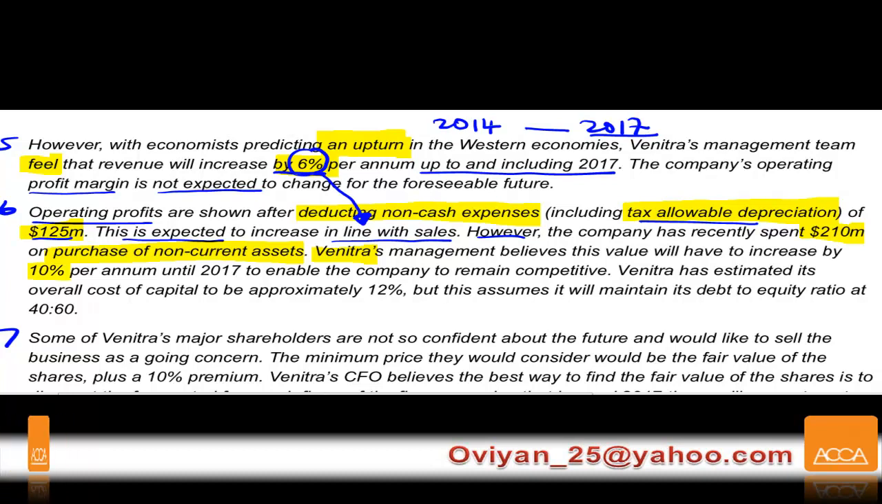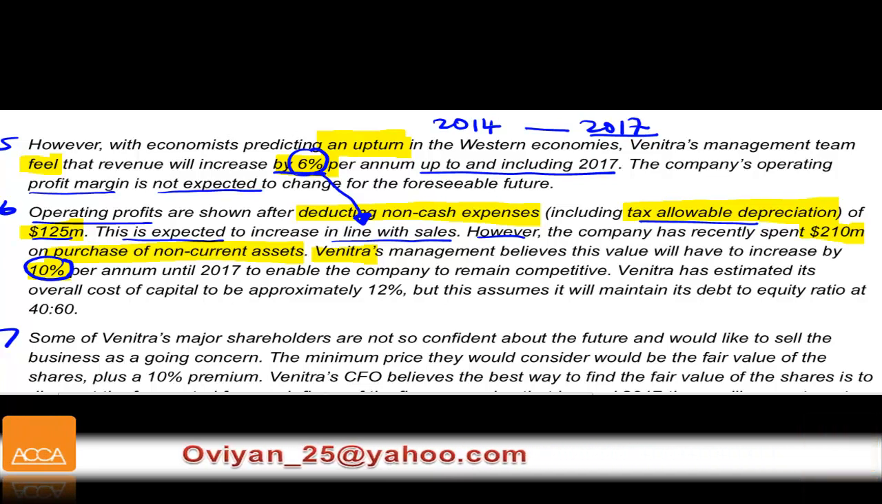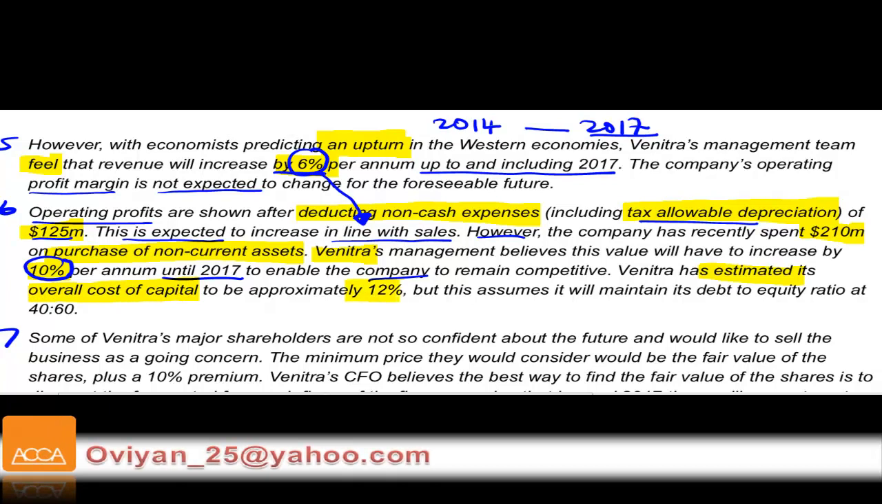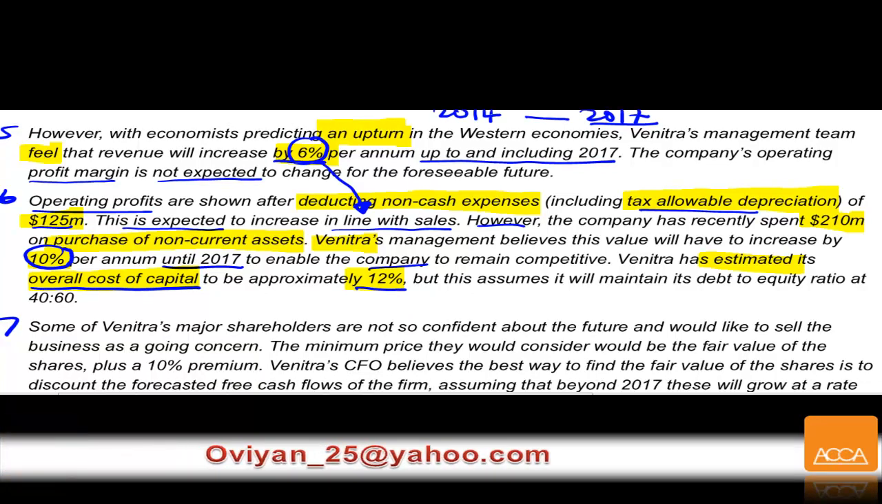So they're giving you 2 growth rates. That's a little bit time consuming, if you're going to have 2 growth rates, until 2017 to enable the company to remain competitive. Venitra has estimated its overall cost of capital to be approximately 12%. Now make sure this is your WACC, your weighted average cost of capital.